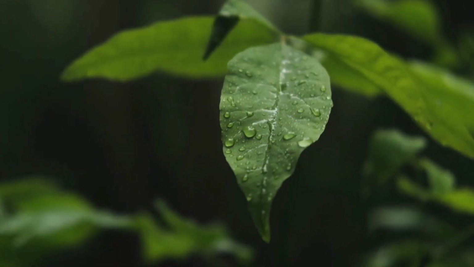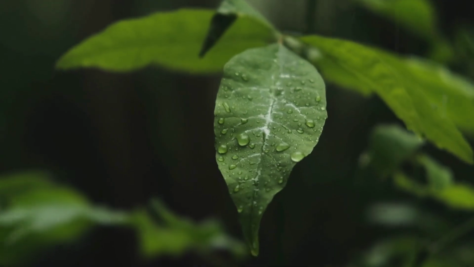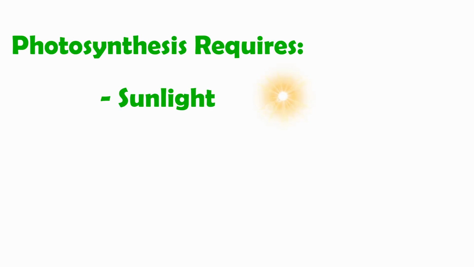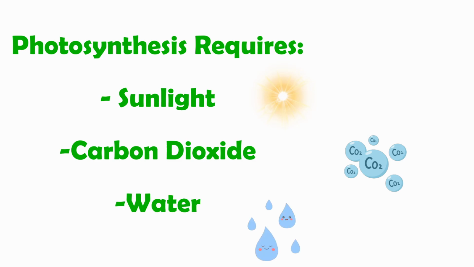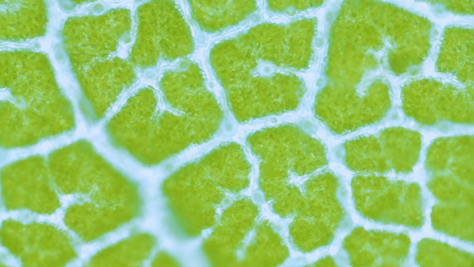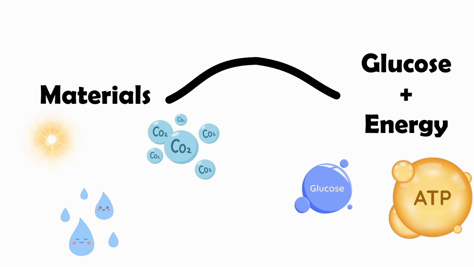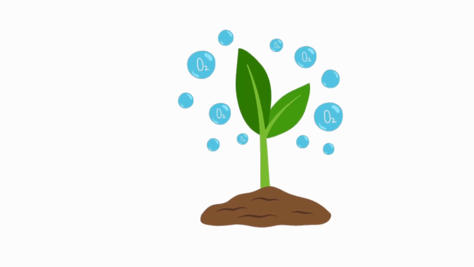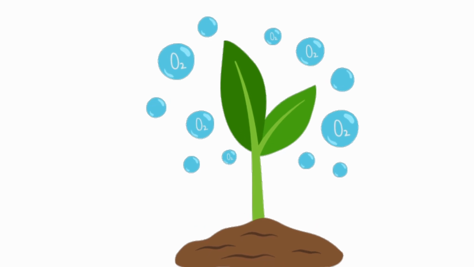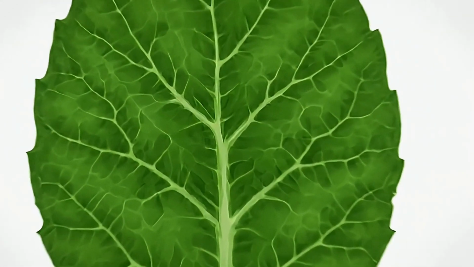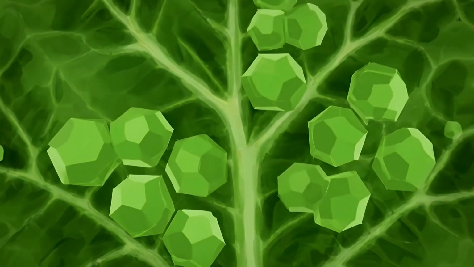Leaves are specialized for photosynthesis, the process plants use to make food. Photosynthesis requires sunlight, carbon dioxide, and water. Using chlorophyll, a green pigment found in chloroplasts, leaves convert these materials into glucose, which provides energy for the plant. Oxygen is released as a byproduct of this process. Leaves are essential for energy production and oxygen release.